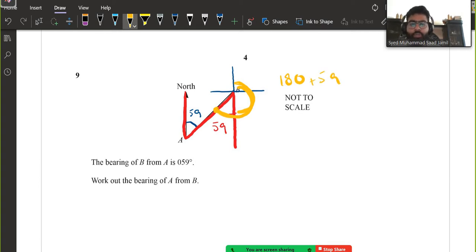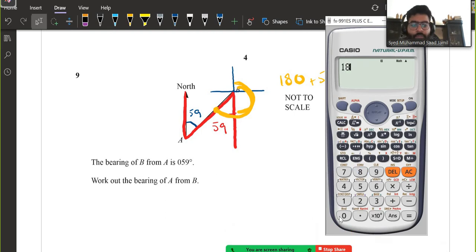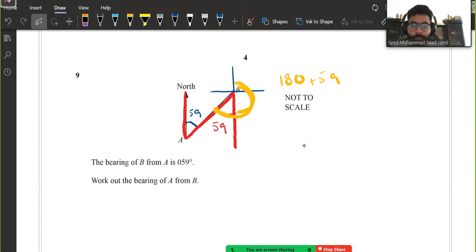So the answer is going to be 180 plus 59. The reason why I am using a calculator is to avoid any silly mistake which I might make. 239 degrees. So that's your answer.